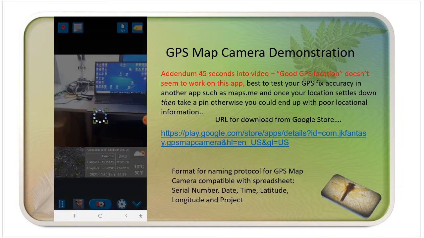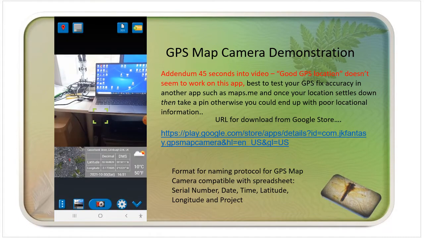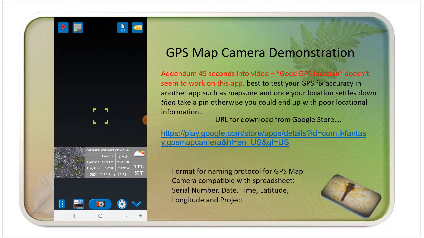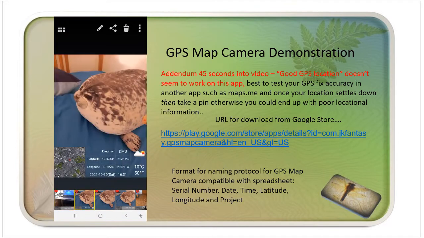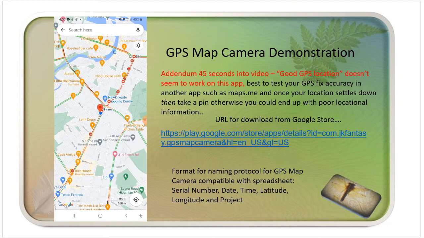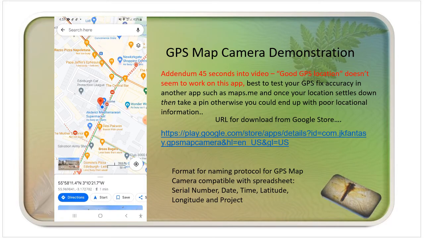So yeah, you can take a photo. See, it waited a little while before it got what it considers to be a good GPS fix. And you can go through historically and look at other photos, like this very lifelike seal on my bed there. You can go to the map and it shows you where that seal was, just in case you want to visit it.